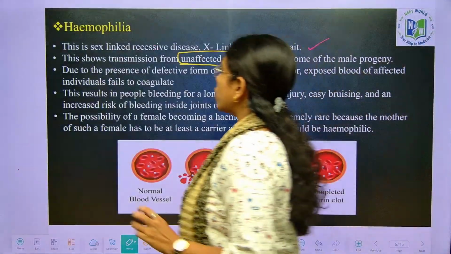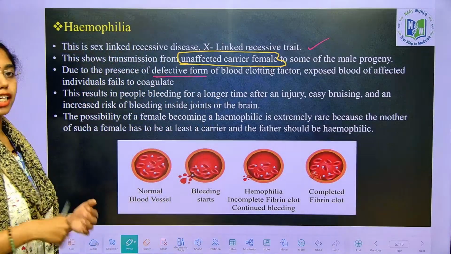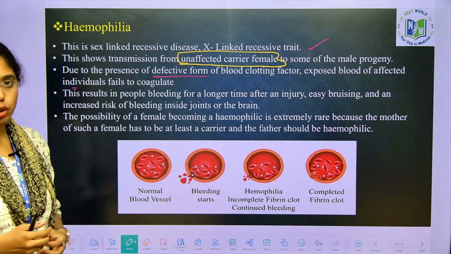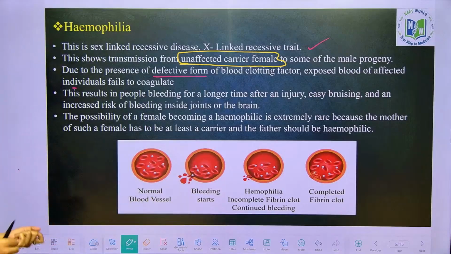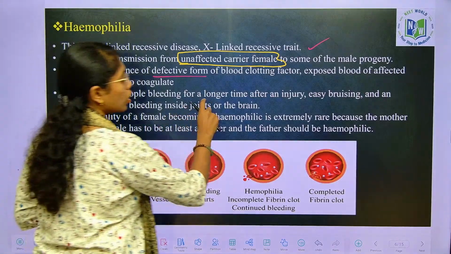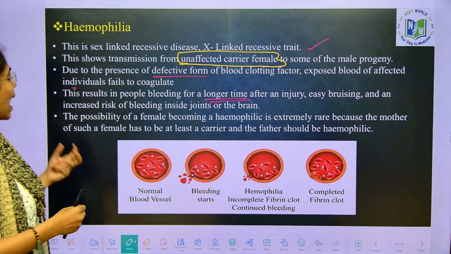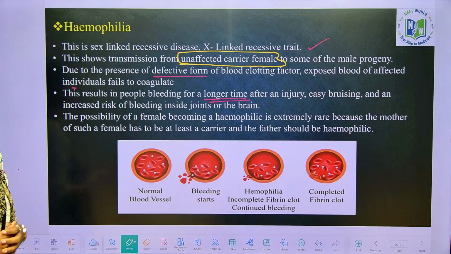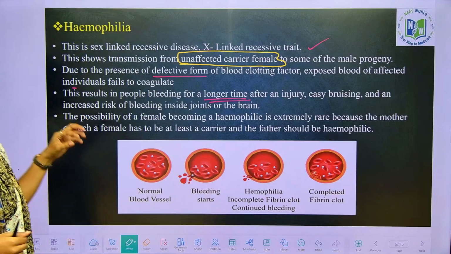Due to the presence of a defective form of blood clotting factor, exposed blood of the affected individual will fail to coagulate. This results in people bleeding for a longer time after an injury, easy bruising, and an increased risk of bleeding in their joints or brain. That is the level of risk, and at last this disease is lethal.